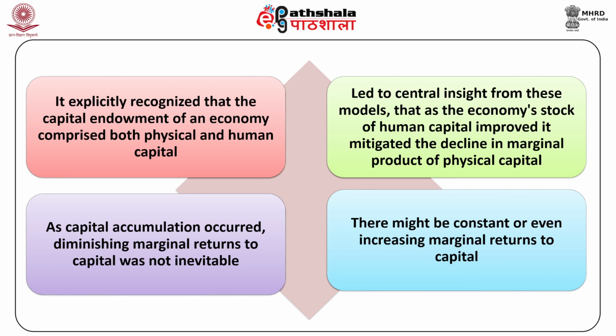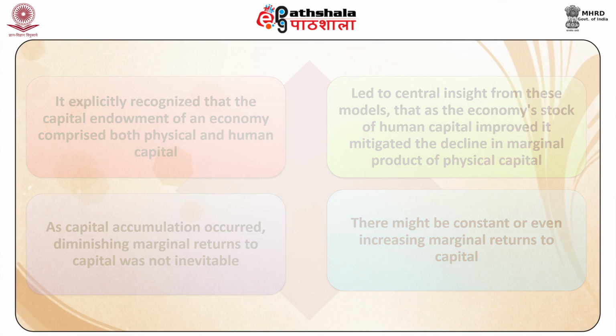Therefore, as capital accumulation occurred, diminishing marginal returns to capital was not inevitable. Rather, there might be constant or even increasing marginal returns to capital. That is, the slope of the aggregate production function need not diminish with an increase in per capita capital stock. Rather, the slope might remain constant throughout or even increase. This may be further explained as follows.